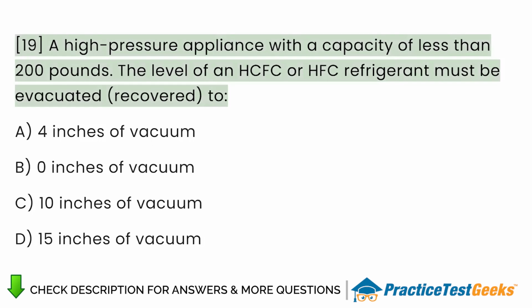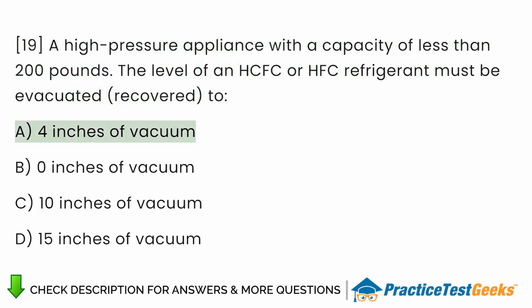A high-pressure appliance with a capacity of less than 200 pounds, the level of an HCFC or HFC refrigerant must be evacuated to: A. 4 inches of vacuum. B. 0 inches of vacuum. C. 10 inches of vacuum. D. 15 inches of vacuum.